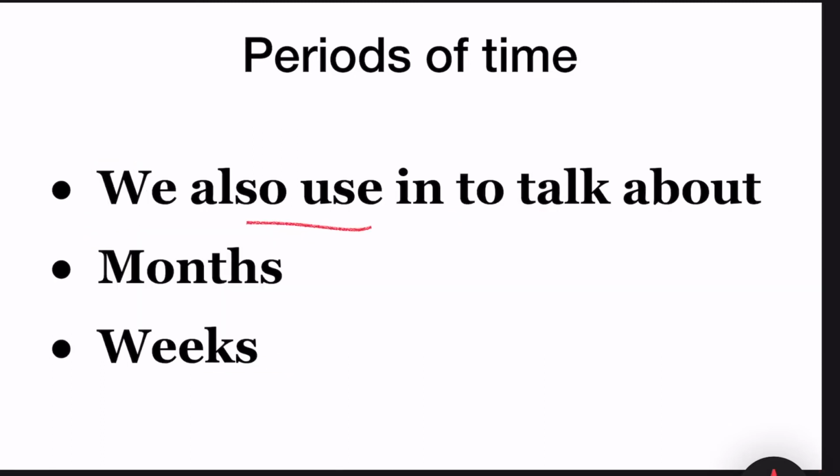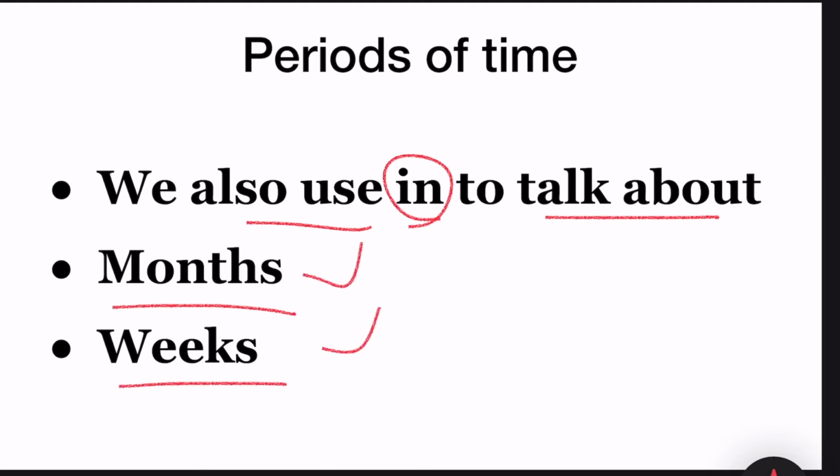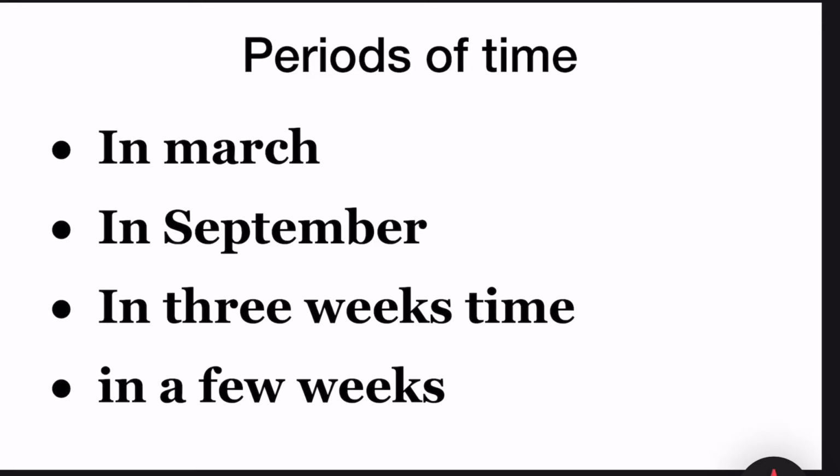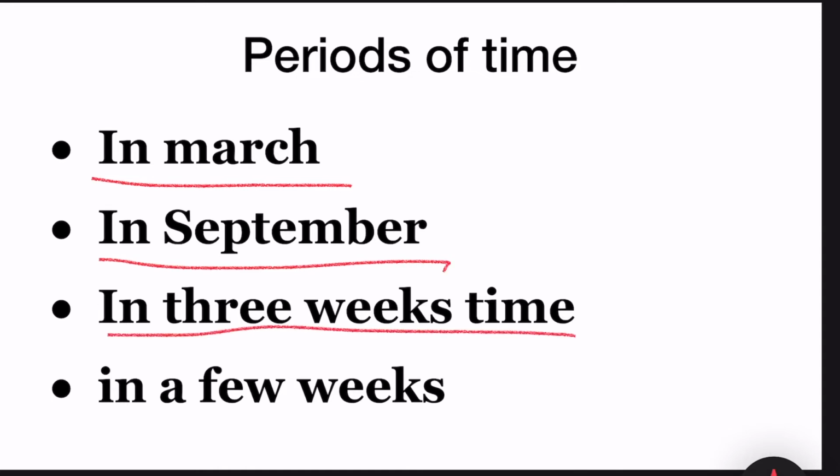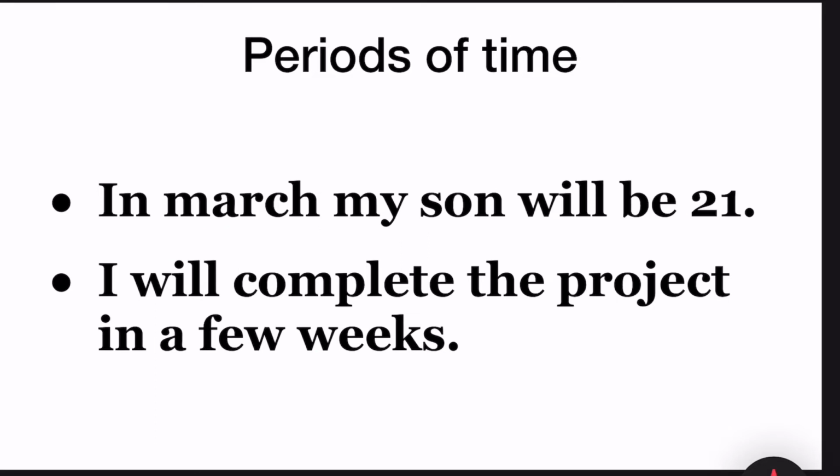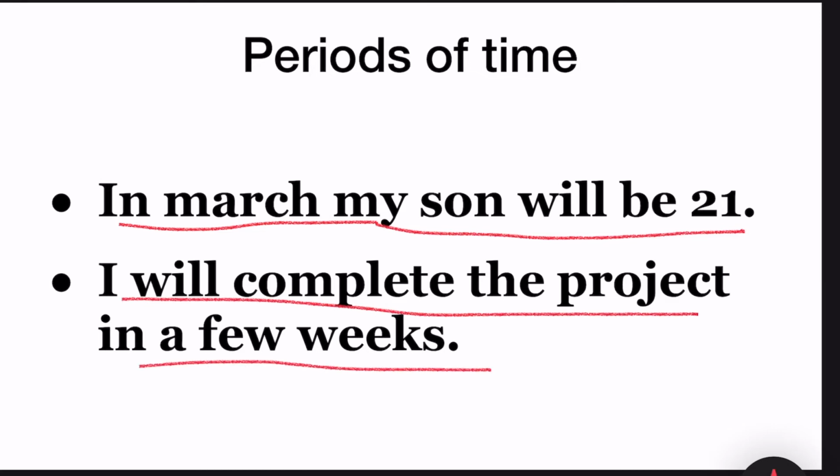We also use in to talk about months and weeks. Before every month and week, we have to use the preposition in. Here are some examples: in March, in September, in 3 weeks' time, in a few weeks. In March, my son will be 21. I will complete the project in a few weeks.